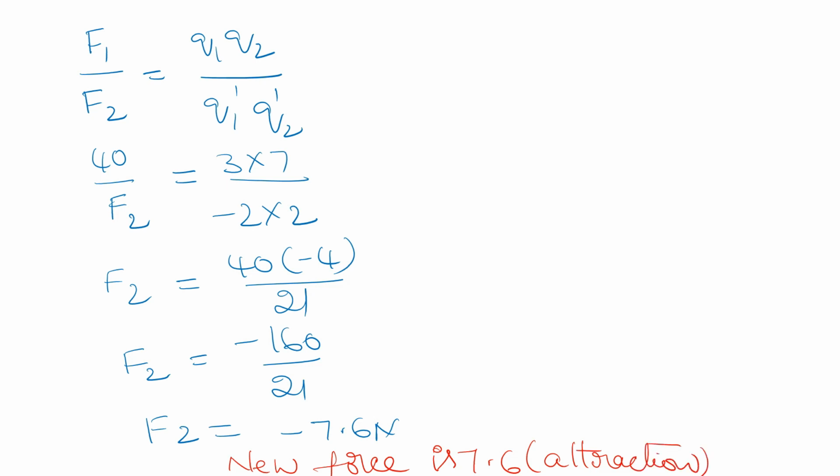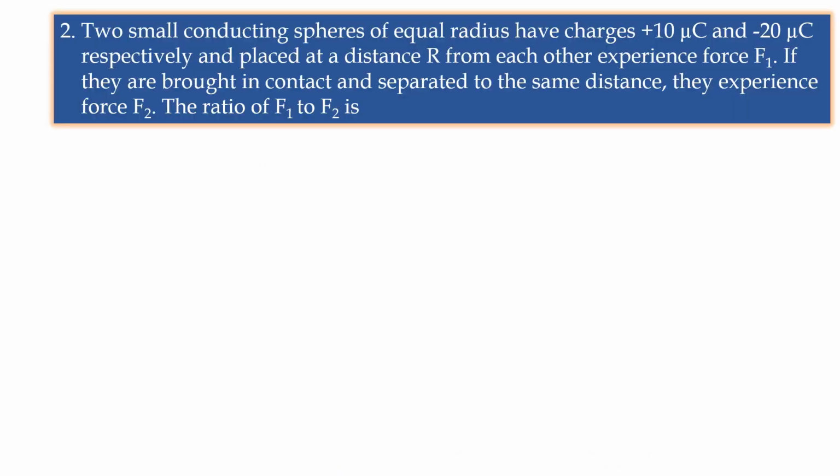Okay, next we will go to the next question. Two small conducting spheres of equal radius have charges 10 microcoulombs and minus 20 microcoulombs respectively, and placed at a distance r from each other experience a force F1. If they are brought in contact and separated to the same distance, the experienced force is F2. Then the ratio of F1 to F2 is, here we have to calculate the ratio of F1 and F2. Now let us go to the solution.